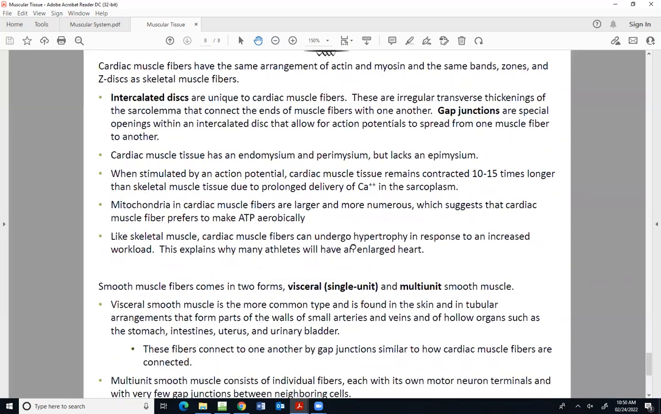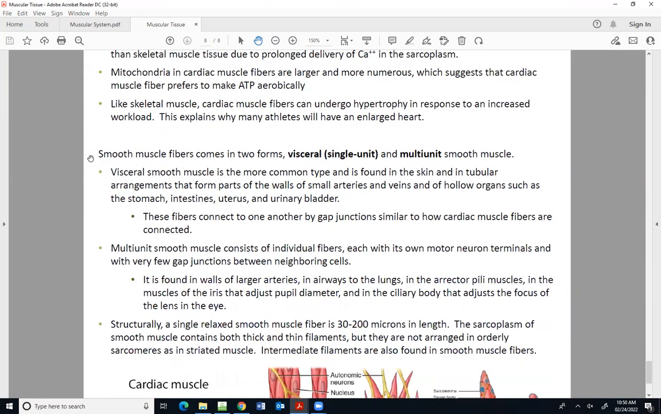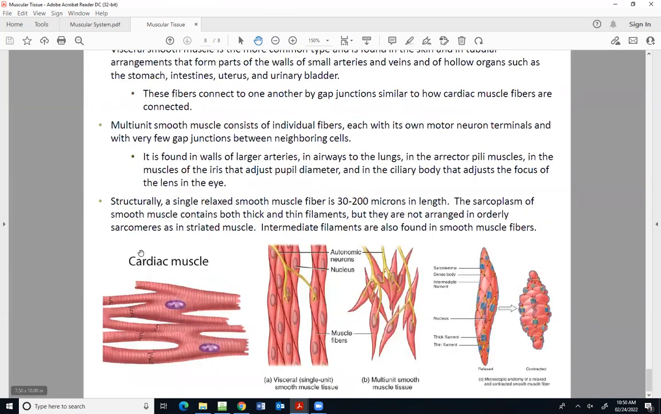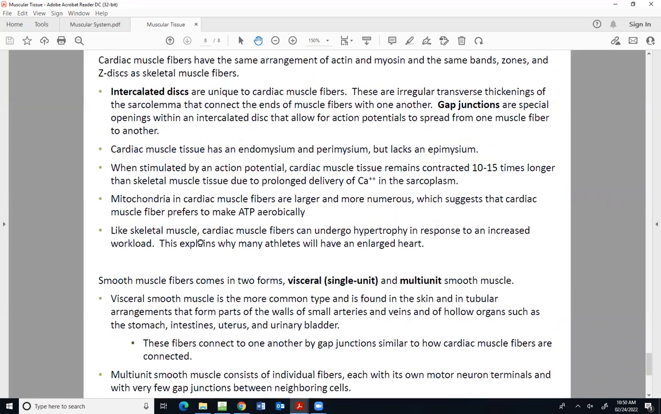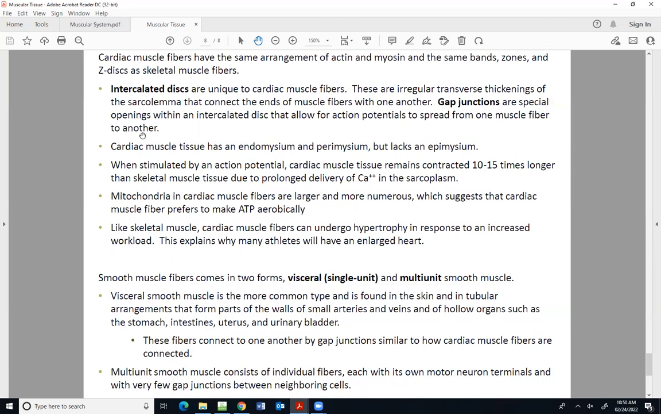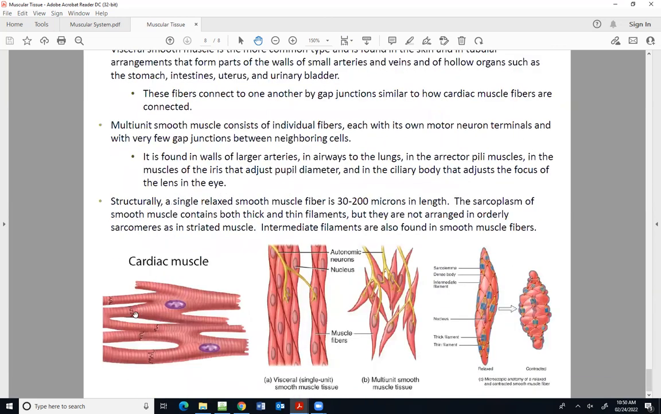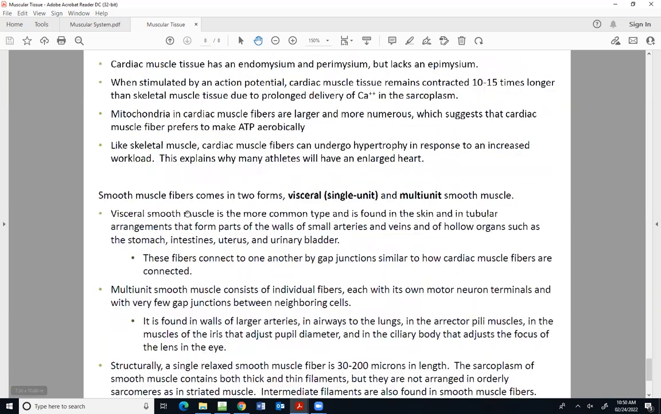Okay, cardiac muscle has the exact same arrangement of actin and myosin with the same bands, zones, and Z discs as what we see in skeletal muscle fibers. That's why it is striated. Other parts of a cardiac muscle fiber that are important to talk about are what we call intercalated discs. That's what these little zigzag dark bands here are.